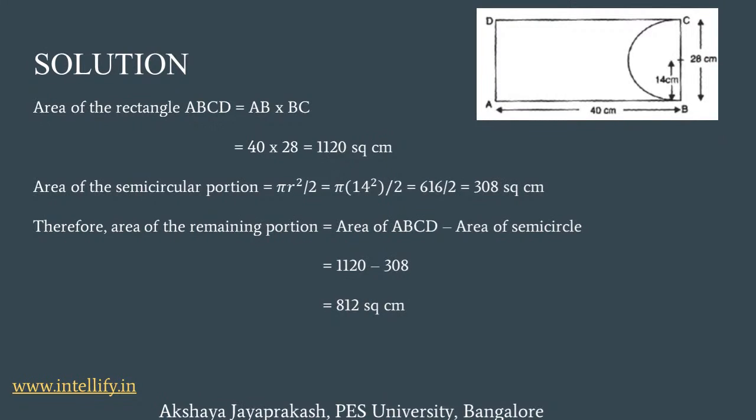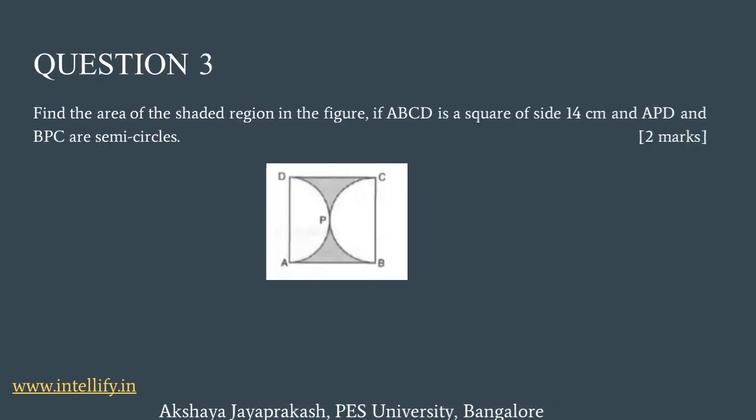Now the area of a semicircular portion is given by pi r square by 2. Here the radius is equal to 14 cm, so it's equal to pi into 14 square by 2. That's nothing but 616 by 2, that's 308 square centimeter. So the area of the remaining portion is equal to area of the rectangular part ABCD minus area of the semicircular part. So that's equal to 1120 minus 308, that's equal to 812 square centimeter.